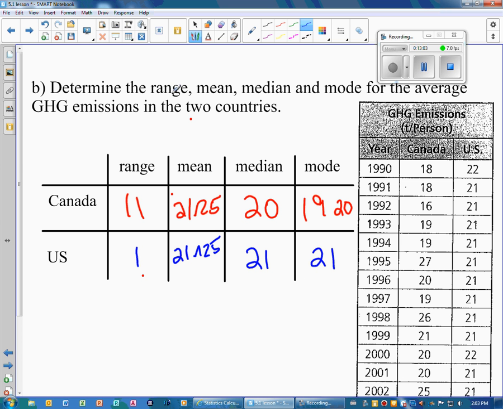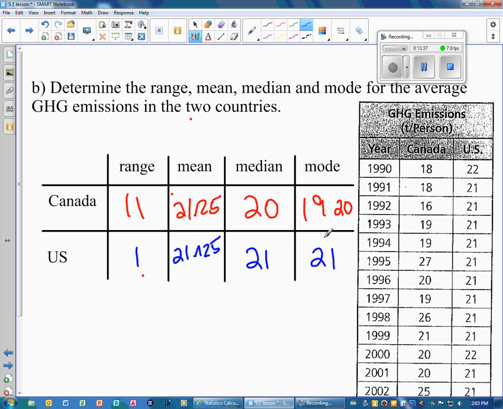So when we look at this data, the US was very consistent. The range is only 1, meaning the difference between the highest and the lowest was practically nothing, whereas Canada, it was a lot higher, which is significant. The mean, exactly the same. So you could say, on average, Canada and US had exactly the same average of greenhouse gas emissions. Median, the middle number was very similar, and the mode, look at how many times that the US had 21, almost all of them. Canada had 2, 19 and 20.